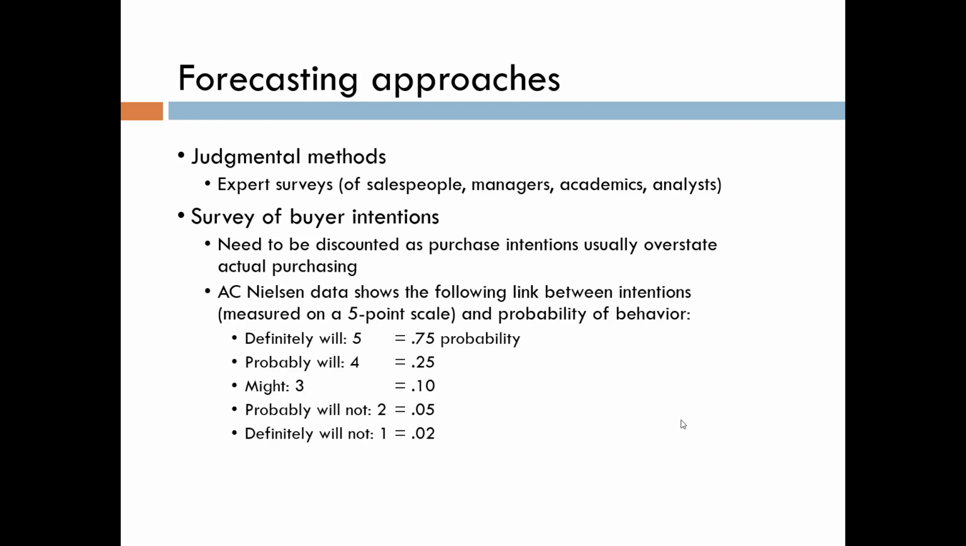To adjust the survey responses for this bias, the AC Nielsen company recommends adjusting their responses downward, as shown in this table. For example, if someone says they definitely will purchase, their true probability of purchase can be assumed to be 75% or 0.75.